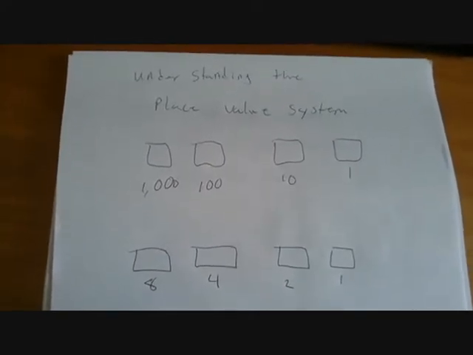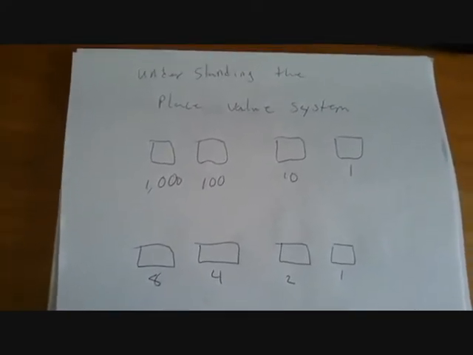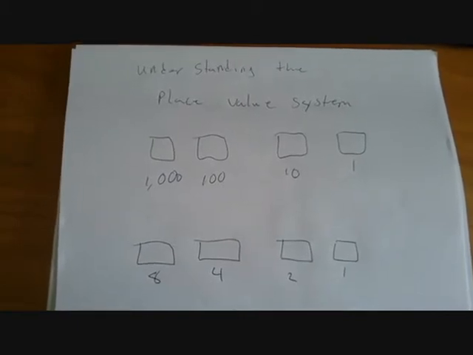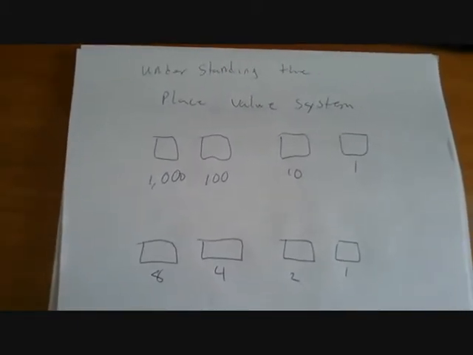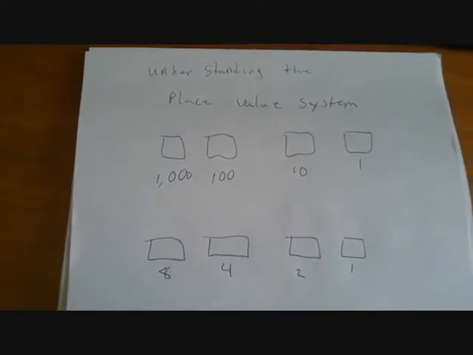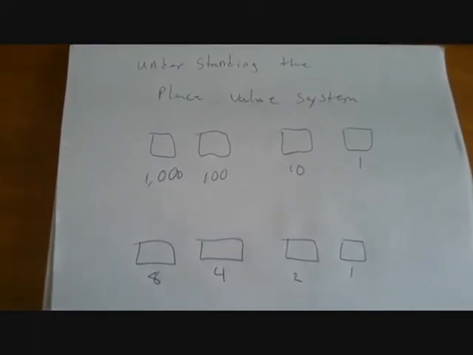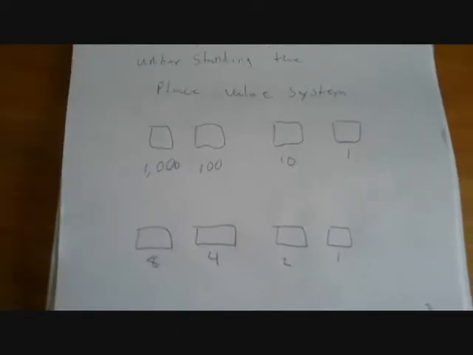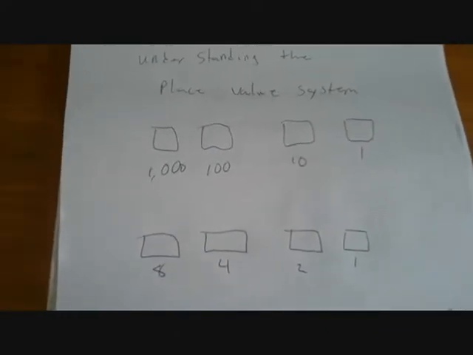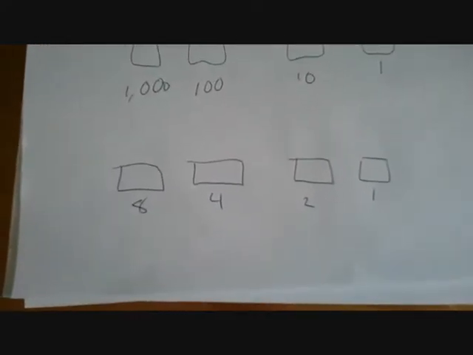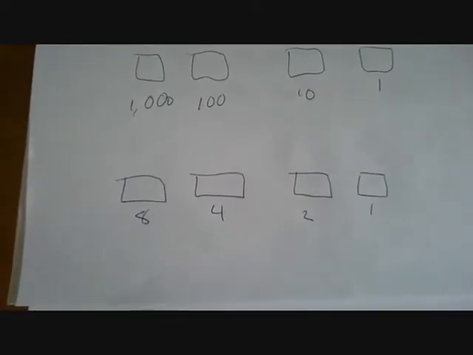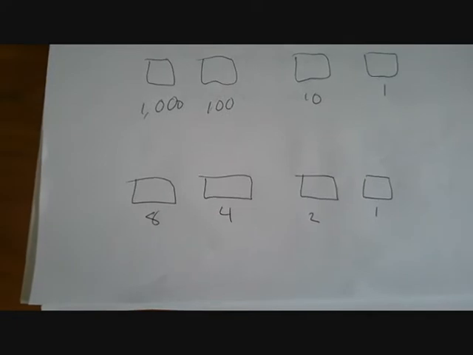We use what we call the place value system, and each column in our numbers represents a certain value. You have the ones column, the tens column, the hundreds column, the thousands column, and so on. In binary, we have a similar thing. We have the ones column, the twos column, the fours column, the eights column, and so on, doubling in procession.